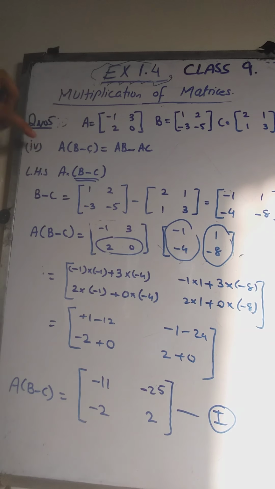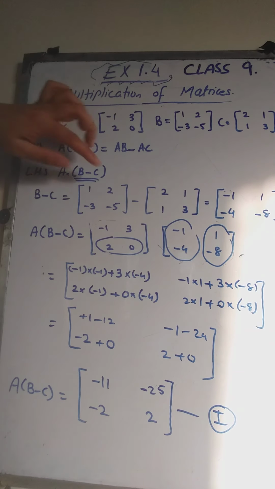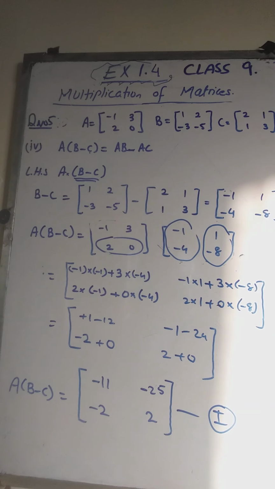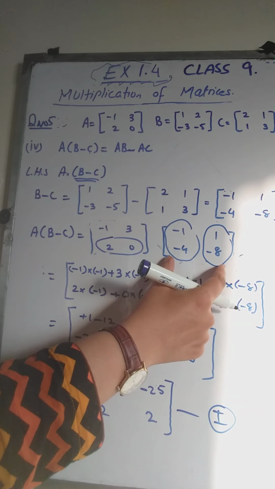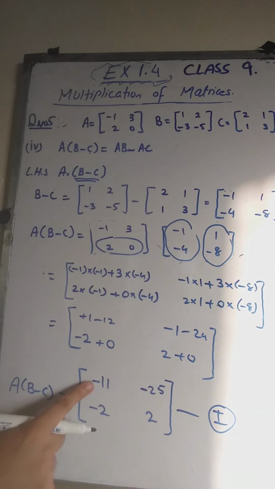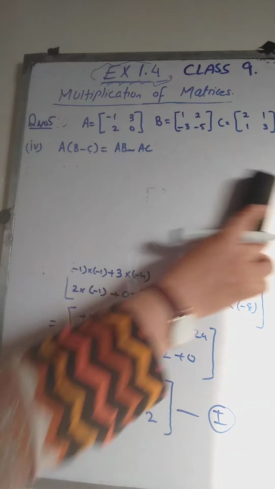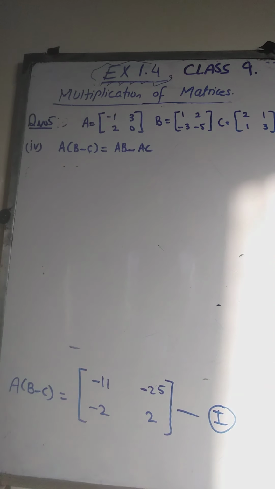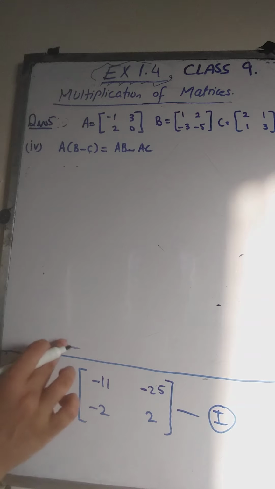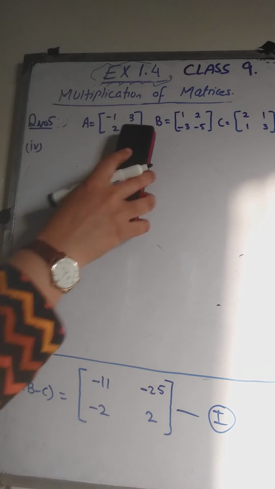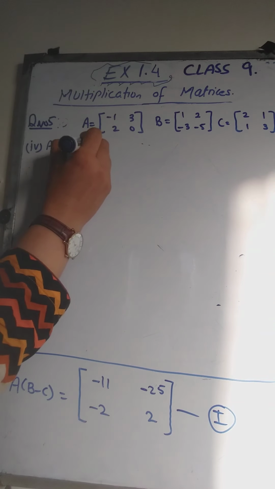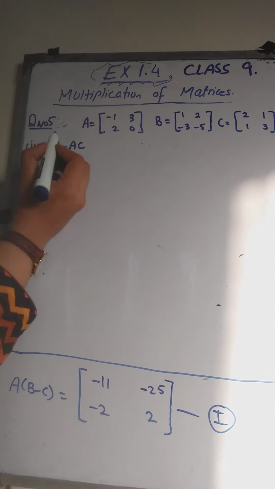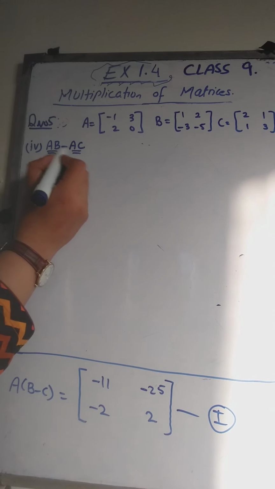Now we have calculated the left hand side. First we calculated B minus C, we got this result. Then we multiplied matrix A from the question with B minus C. We got the result negative 11, negative 25, negative 2 and 2. Now we are going to calculate the right hand side and compare it with the left hand side. Now AB minus AC. First we are going to do the multiplication obviously, and then we are going to subtract them.